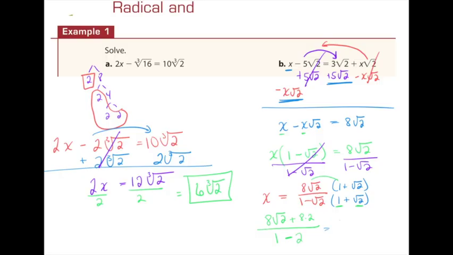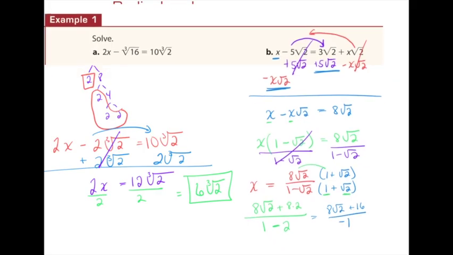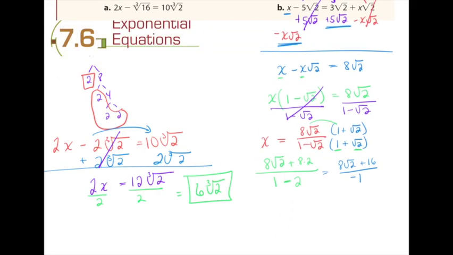So on the top, I have 8 square root of 2 plus 16 over negative 1. Now, I will never leave a negative 1 on the denominator. I could just put it through to the numerator and not have a fraction at all. So for this one, I am actually going to simplify it by putting that negative through to each one of these on the top. So that 8 square root of 2 is going to become negative 8 square root of 2. That positive 16 is going to become negative 16. And that is my answer there.